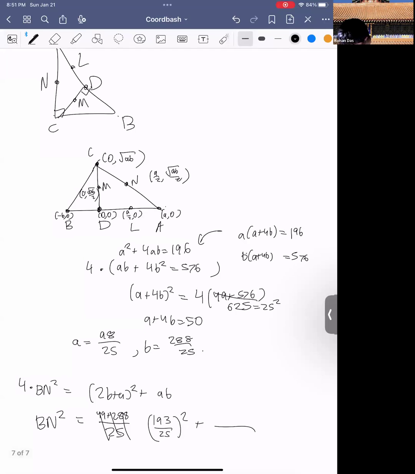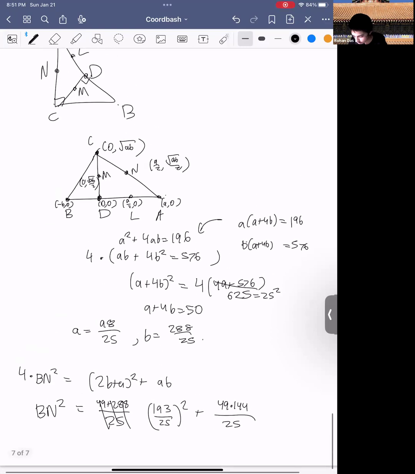And then AB becomes 49 times 144 over 25. And if you calculate this, this is like some 3-digit number. It's not too annoying to calculate if you do it as 200 minus 7 squared. Then you get 40000 plus 49 minus 2800, which is 37249. I'm going to quickly check that with my calculator.